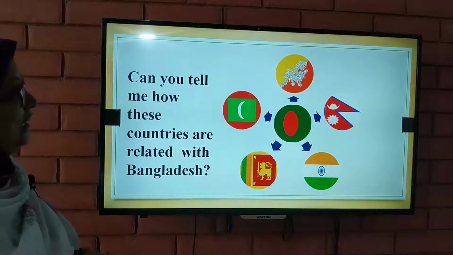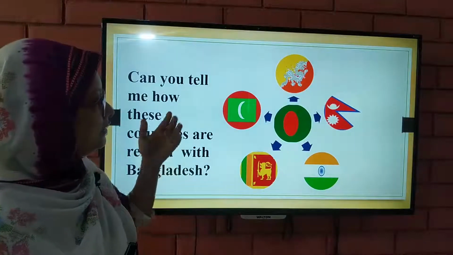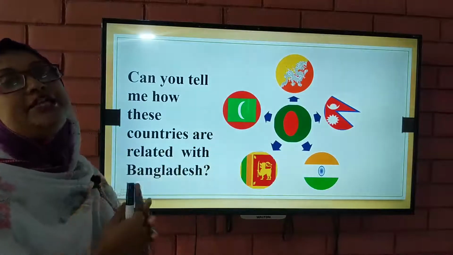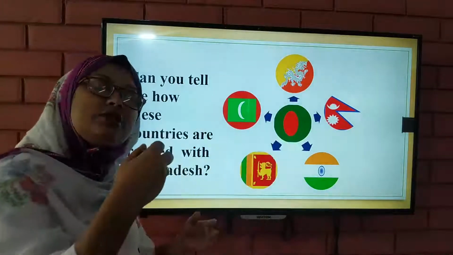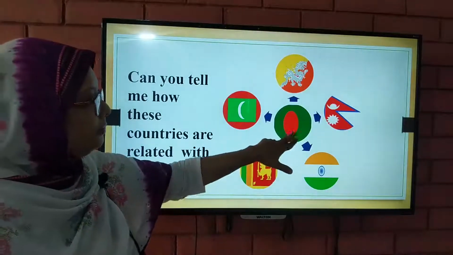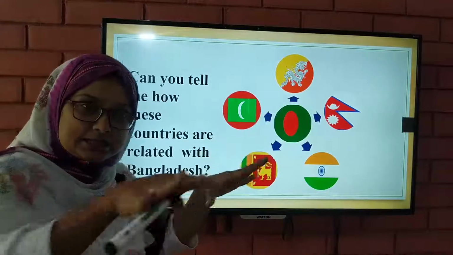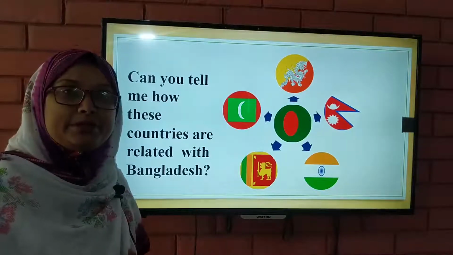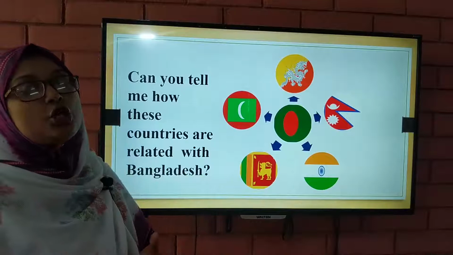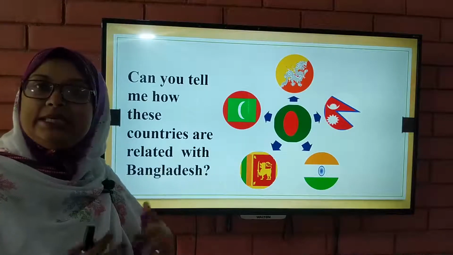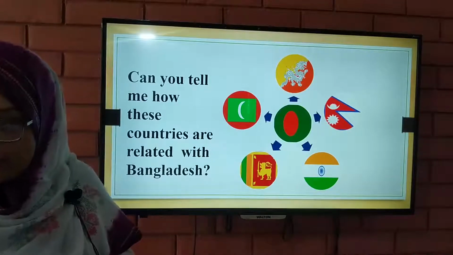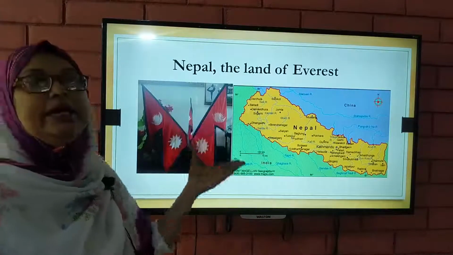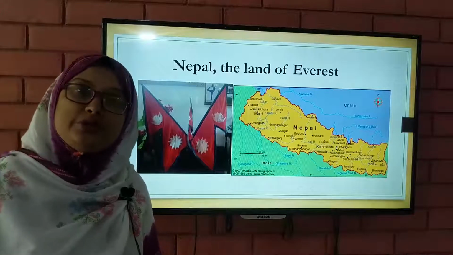Have you got your answer? Let's see what you have found out. I have already told you that these are all Asian countries, and if you think of the map, these countries are all surrounding our Bangladesh. So what can we say? They are our neighbors. So this is the topic of today's class. Unit 6 is on our neighbors and Lesson 1 is Nepal, the Land of Everest. Today we will take the class on Nepal. We will learn many new and interesting things about Nepal.